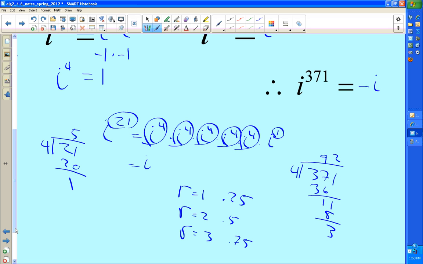How did you get 36? 9 times 4 is 36. We're doing long division here. 4 goes into 37 9 times. 9 times 4 is 36. Draw a line, subtract. You get 1. 4 goes into 11 twice. 2 times 4 is 8. Subtract.